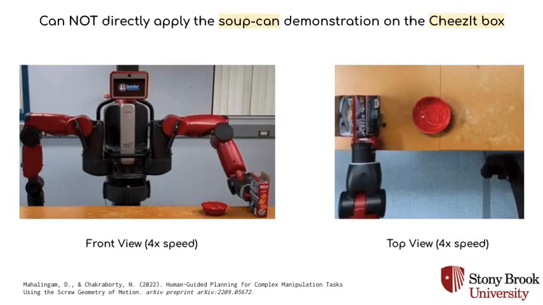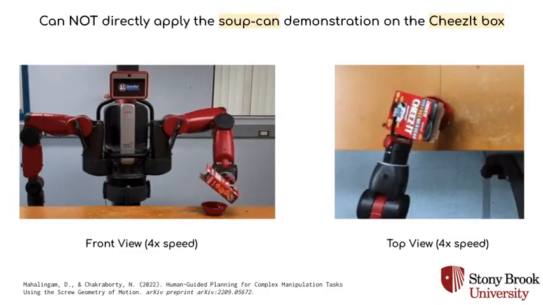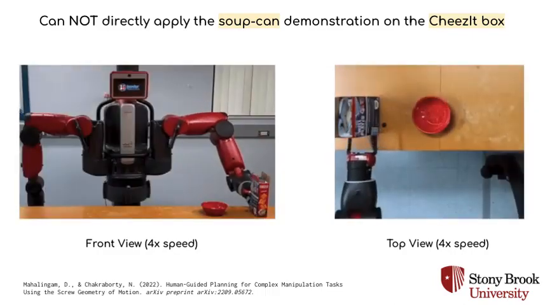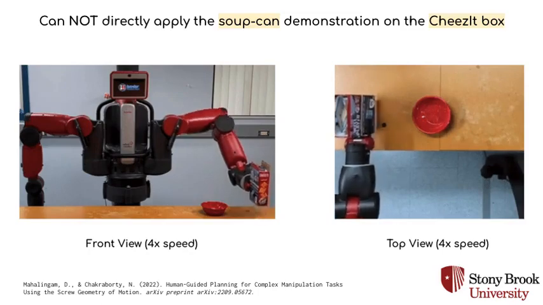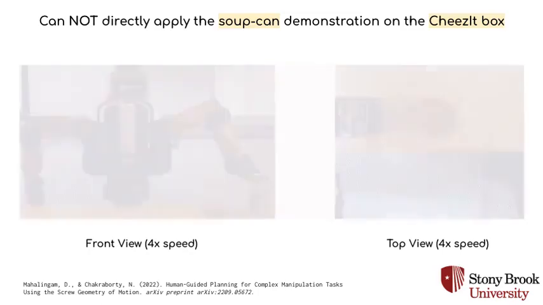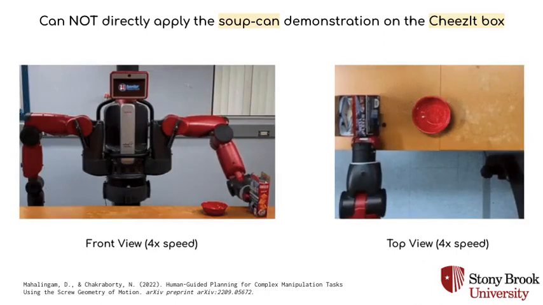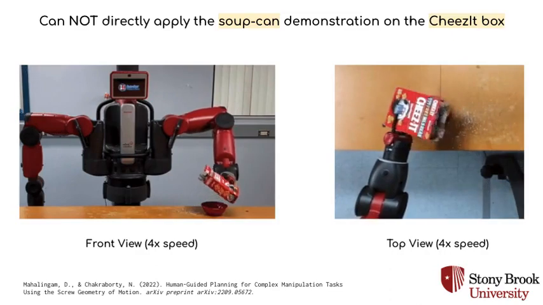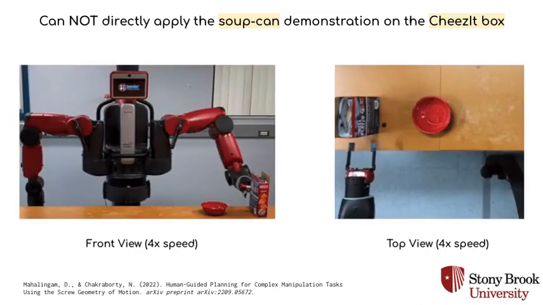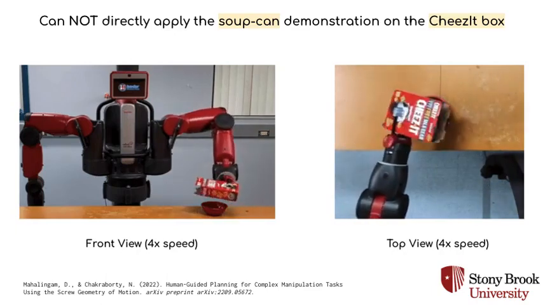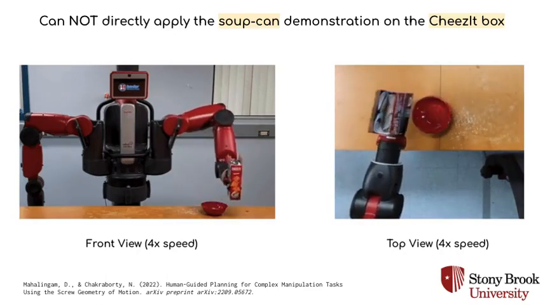A related work addresses the problem of motion plan generation for the same objects as used in the demonstration, but with different poses. The motion is computed with respect to the object reference frames and captures the task-related constraints using the screw geometry of motion. Unless we take the geometries of the objects into consideration, direct application of that work will not work in our case. As you can see, direct application of the soup can demonstration on the Cheez-It box failed, as the content was poured outside of the bowl. Also, for objects like the Cheez-It box, it is desirable to pour from the smaller edge of the opening.